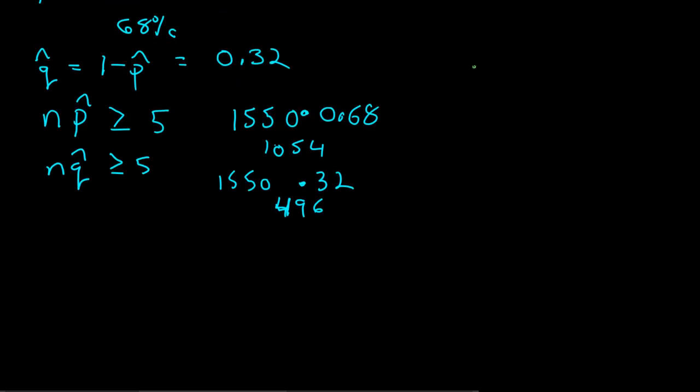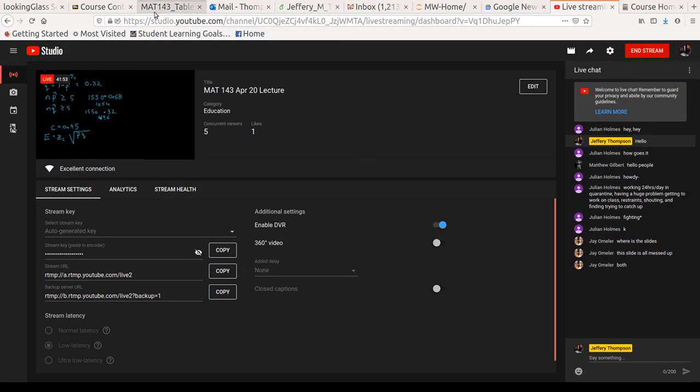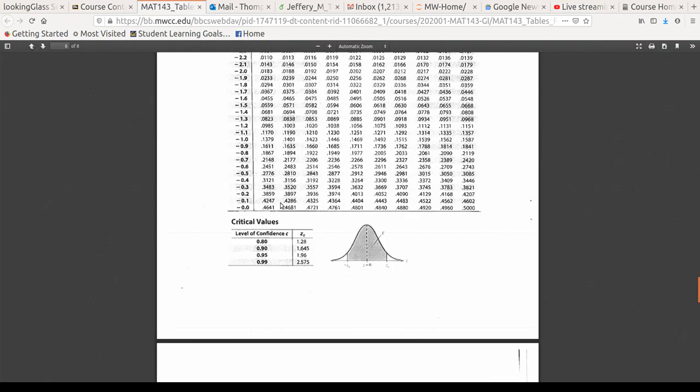All right, and so we want a 95% confidence. So our confidence is equal to 0.95. So to calculate E, the error, we have my Z critical times the square root of p-hat times q-hat over n. So let's find Z critical for 0.95. So 0.95 Z critical is 1.96. The critical value is 1.96.